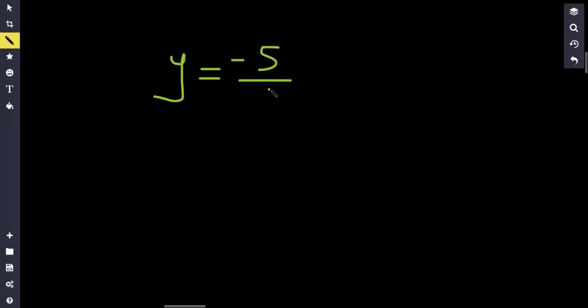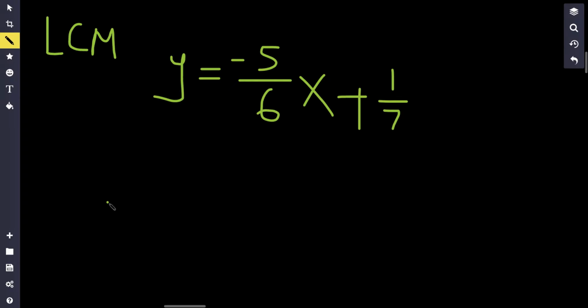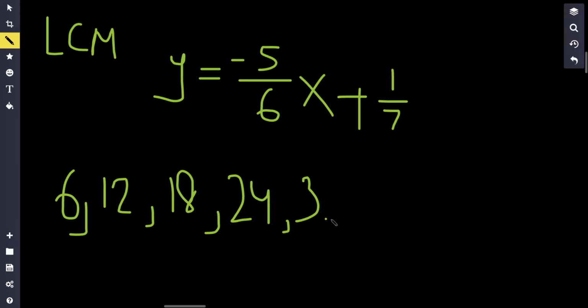Let's just say we have y is negative 5 over 6x plus 1 over 7. Notice how if I want to get rid of my denominators, 6 and 7 do not share any common factors. So what I'm actually going to have to do now is find the least common multiple. All right, so essentially, I'm going to list out the multiples of 6. 6, 12, 18, 24, 30, 36, and 42.